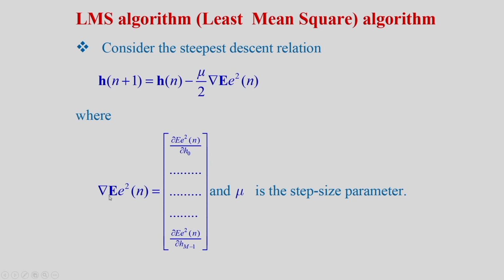Where that gradient of E of square n is given by this vector, first component will be del H naught of E of square n, like that. Last component will be del H m minus 1 of E of square n. And mu is the step size parameter. Therefore, for the convergence of the iterations, we have to choose this mu parameter properly.